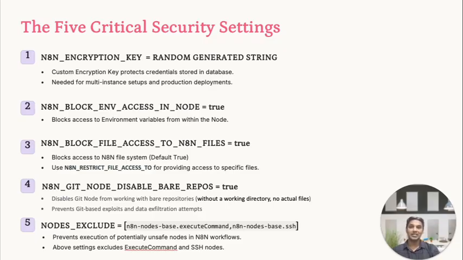The fourth one is N8N_GIT_NODE_DISABLE_BARE_REPOS. Set this to true. It blocks the Git node from handling bare Git repos. Bare repos contain only the Git data, not any actual files. Attackers actually use this to bypass the file system protections and steal the data through Git-based attacks.